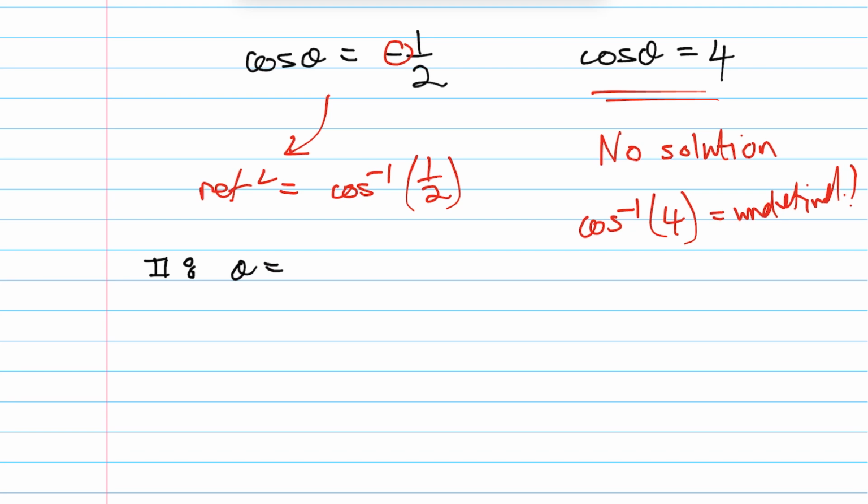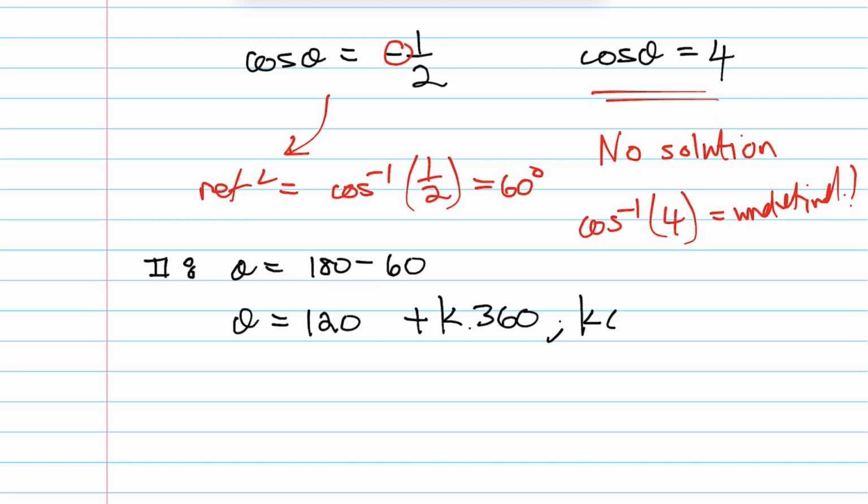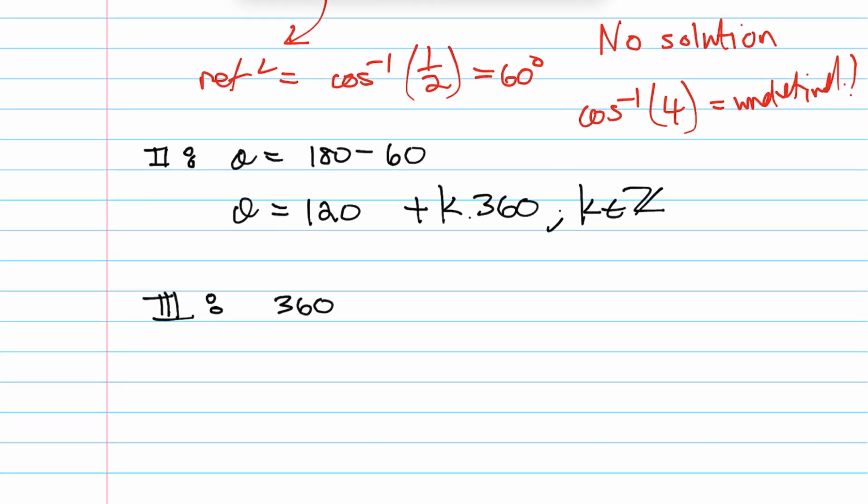So theta would be equal to 180 minus what's our reference angle here? Is it 60 degrees? Yeah, it's 60 degrees. So theta is equal to 180 minus 60, which is 120. Then we say plus k 360, k is an element of Z. Cos is also negative in the third quadrant, where we have 180 plus our reference angle. Again, this is equal to 240. We're simply going to say plus k 360 degrees.